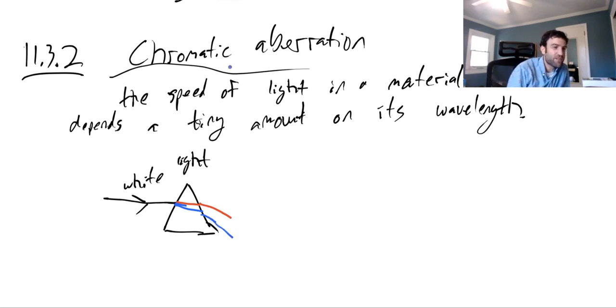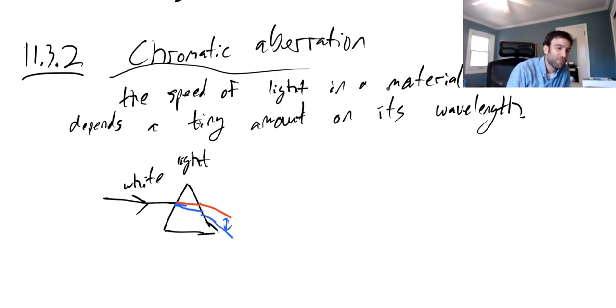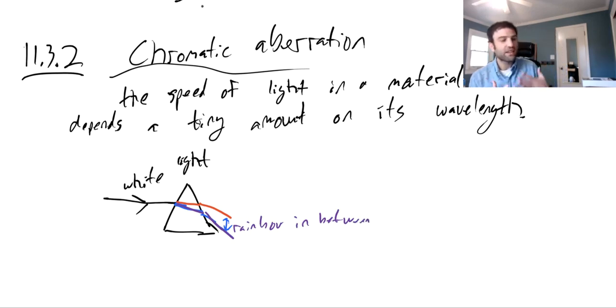Right? And so in between this red light and this blue light, plus maybe a little bit of purple, you get the rest of the colors of the rainbow in between there. Again, the idea is that each color of light has a very slightly different speed, both going through the air and going through, say, this glass prism or going through the water.